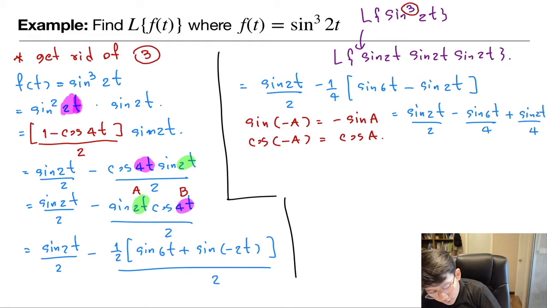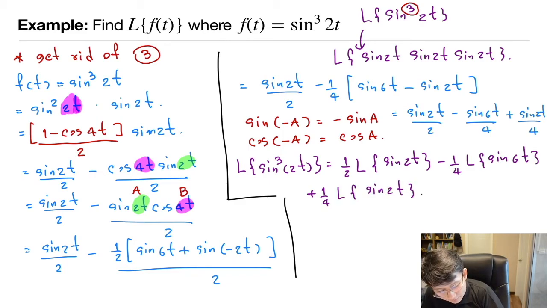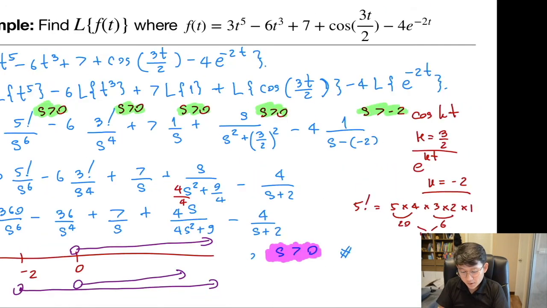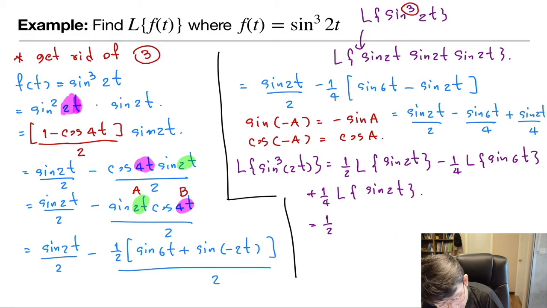And then the Laplace transform of sine cubed 2t would be 1/2 Laplace transform of sine 2t minus 1/4 of Laplace transform of sine 6t, and then plus 1/4 of Laplace transform of sine 2t. Sine kt, right? Laplace transform of sine kt, that's k divided by s squared plus k squared. So it's k, which is 2, divided by s squared plus 2 squared, which is 4. Okay, and that condition is s is bigger than 0.